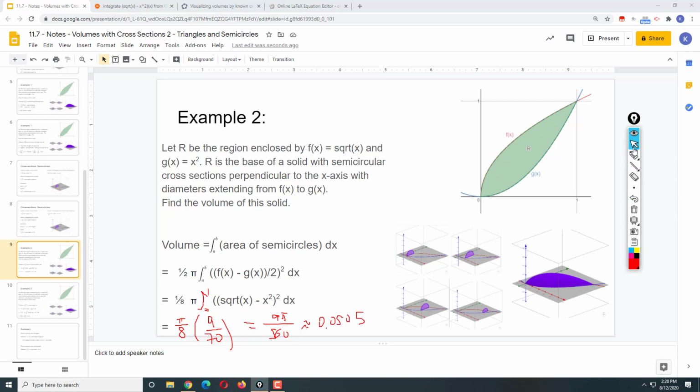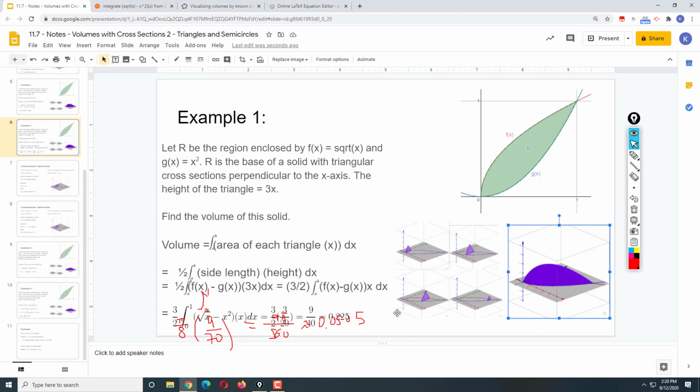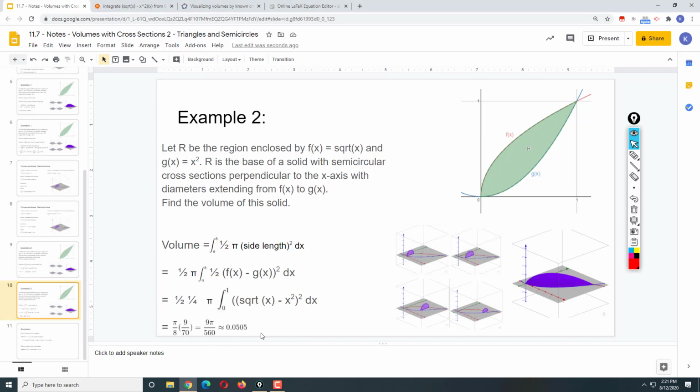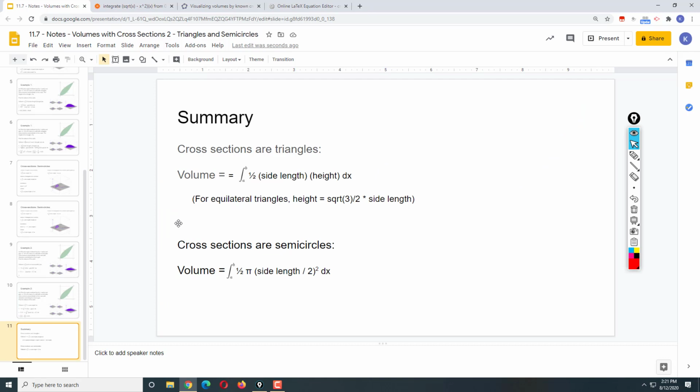So this volume is a lot smaller than the one with the triangular cross sections with height 3x. As we can see, this volume is much smaller than that one. Last time we got 0.225, and this time we get 0.0505, which makes sense.